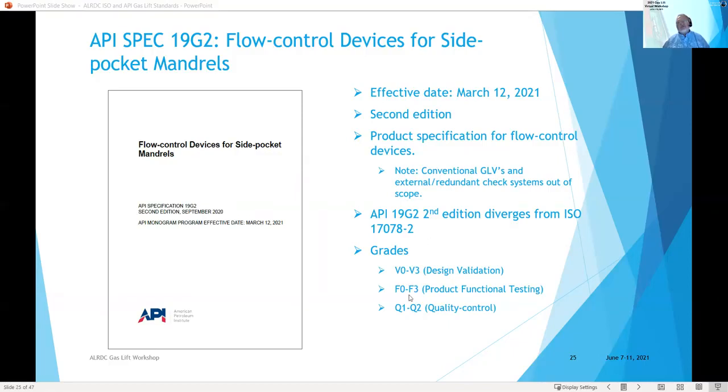And then the different grades that are offered here: instead of the V1H option, we have a V0 option, which is the highest grade. The V3 is the lowest. The F0 is the highest grade of product functional testing. F3 is the lowest. And likewise, the quality control requirement Q1 is the highest, Q2 is the lowest.